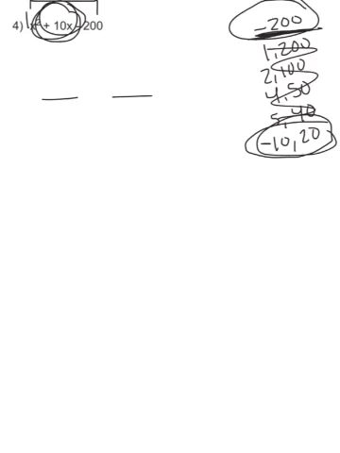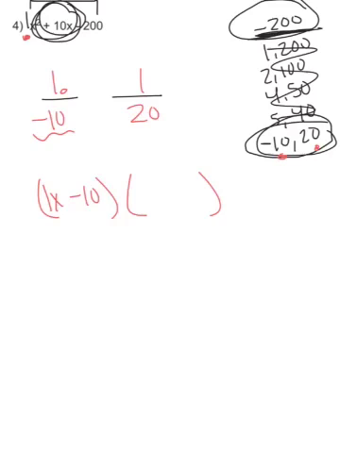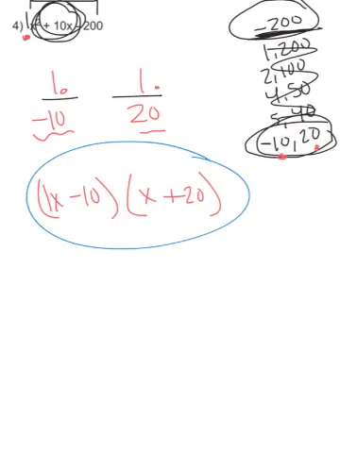So let's make our fractions. The numerator is the coefficient of the x squared, which is 1. The denominators are our factor pairs, so negative 10, positive 20. Reduce or simplify, which neither one of those reduce. So we can go straight to our binomials. The numerator is 1, so 1x minus 10, and the second one would be 1x plus 20. And there's our final answer.